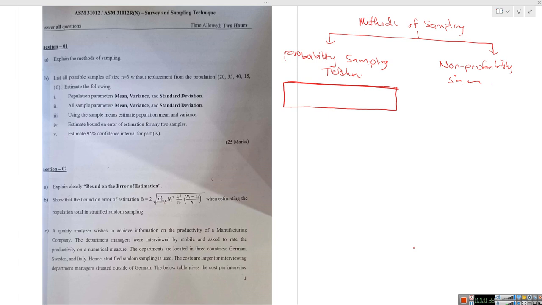So you can simply write: each experimental unit has the equal chance or opportunity of being selected to be a part of the sample. This is just a simple explanation you can give for probability sampling techniques.